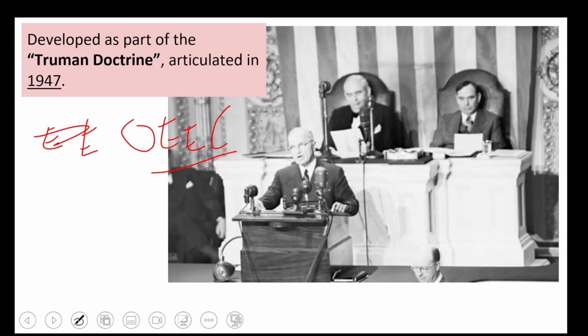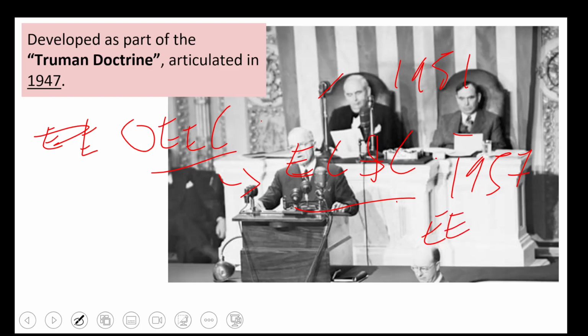But what it then leads to is it basically helps lay the foundations for the European Coal and Steel Community, ECSC. I'm not going to write that out in full, but that's in 1951. That would eventually, by 1957, become the EEC, European Economic Community, that then would become the European Union, eventually by the 1990s.